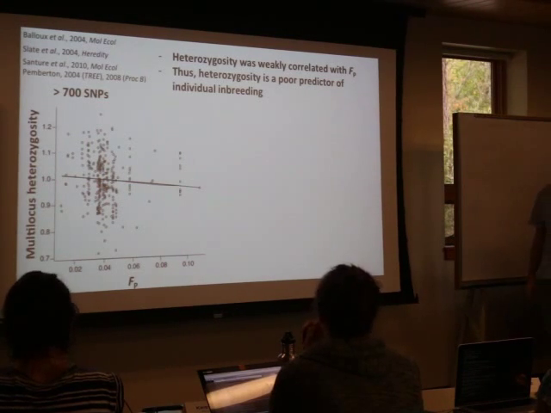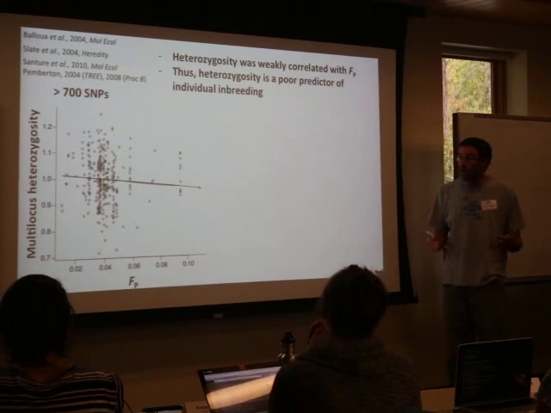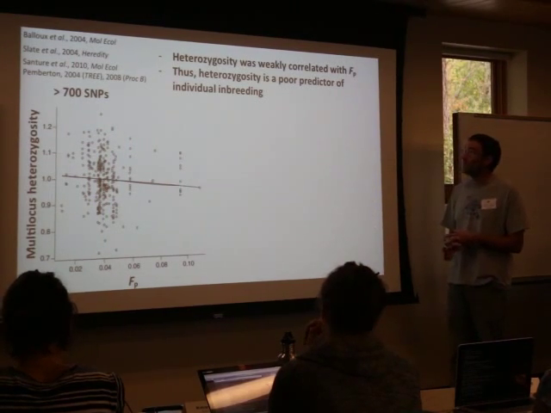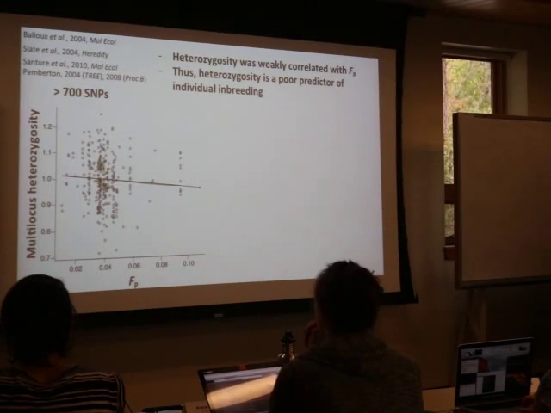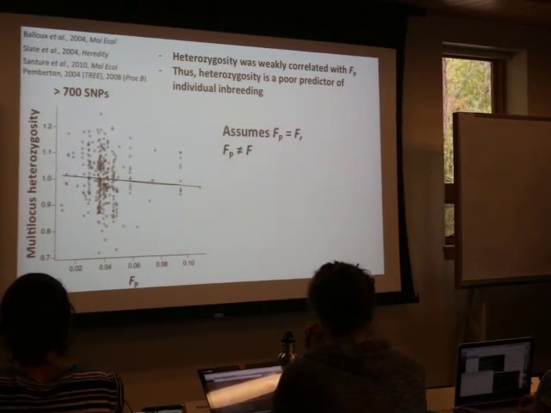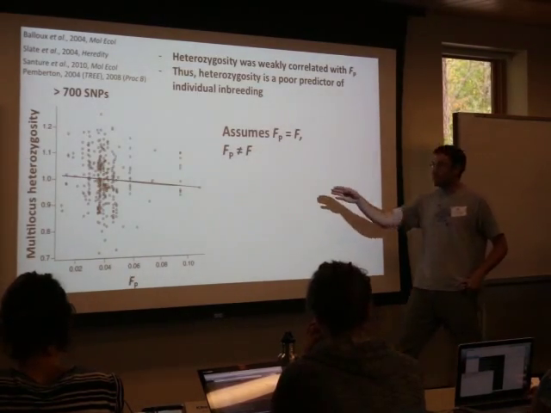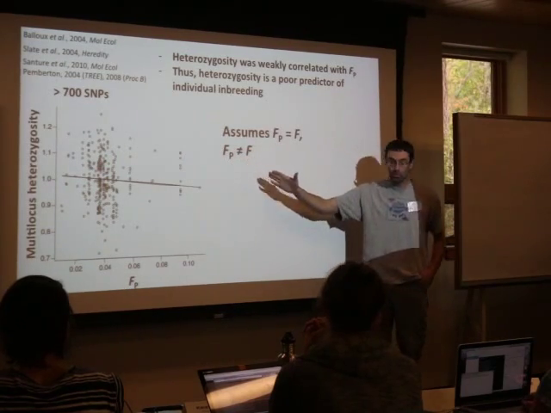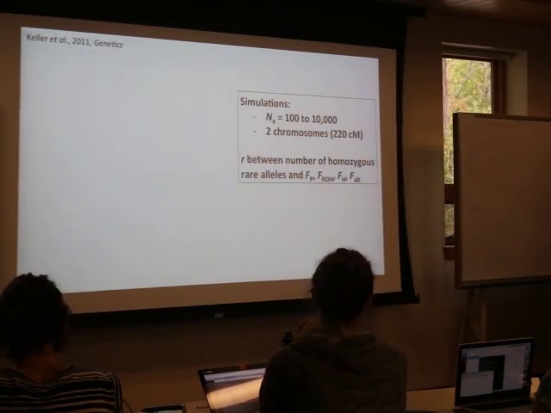And unanimously, it was found that heterozygosity at a couple dozen microsatellites up to several hundred SNPs was pretty weakly correlated with the pedigree inbreeding coefficient, with the inference made that heterozygosity is a poor predictor of individual inbreeding. But the problem with this is that F sub P, the pedigree inbreeding coefficient, isn't really the parameter we're interested in. It's the realized level of inbreeding of the genome.